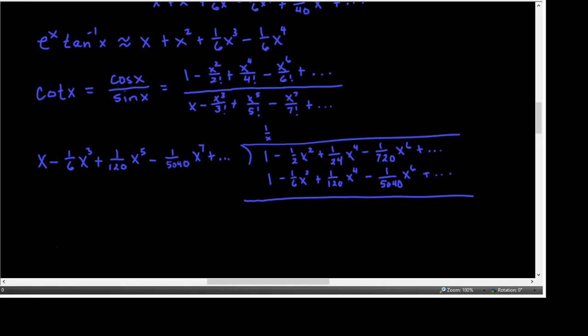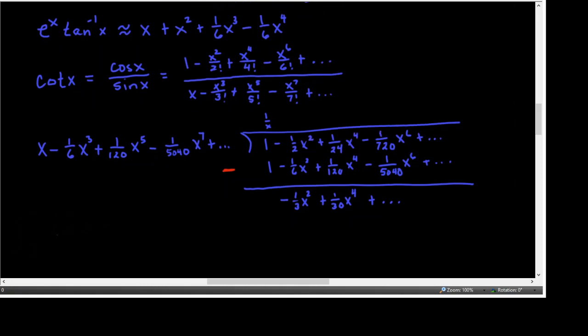So keep in mind when you're subtracting that this subtraction affects everything behind on the second line. So 1 minus 1 is 0. I never write that first thing down. Then negative 1/2 x squared minus negative 1/6 x squared is negative 1/3 x squared. And 1/24 x to the fourth minus 1 over 120 x to the fourth is 1/30 x to the fourth. And actually that's all I need, so I'm going to put plus dot dot dot to save myself some trouble. Okay, so we've gone through the long division algorithm once.